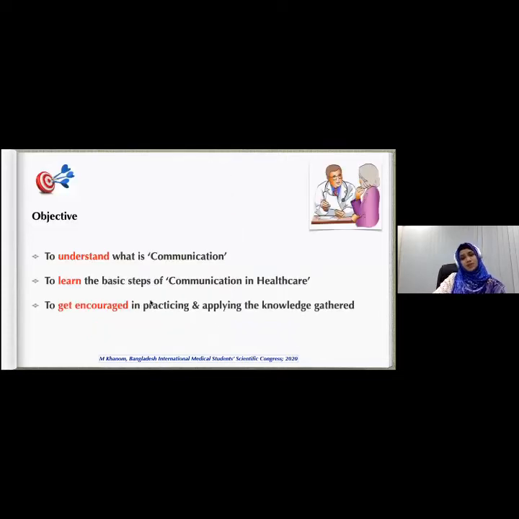The objectives of today's session: to understand what is communication, to learn the basic steps of communication in healthcare, and to get encouraged in practicing and applying the knowledge gathered.